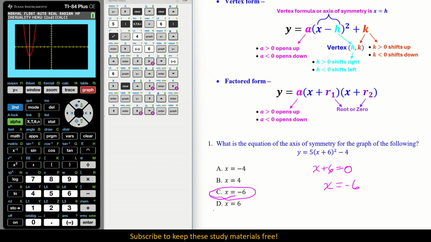And the orange line is our axis of symmetry, and it goes straight through, it creates a no slope or undefined line at x equals -6. So yes, C is our correct option.